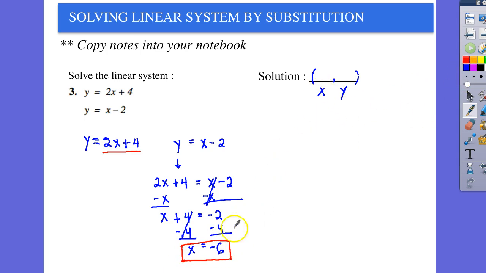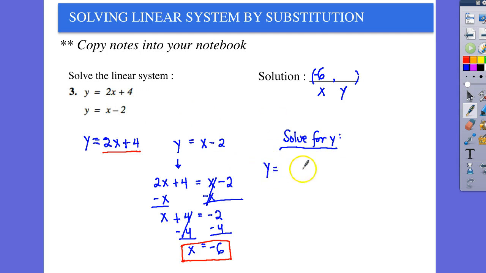Now I'm going to put that value over here for x. x is negative 6. Now I just have to figure out y. How do we solve for y? Well, if we know that x is equal to negative 6, we can use that value to solve for y. You can use the first equation or the second equation. It doesn't really matter. Let's use the first equation.